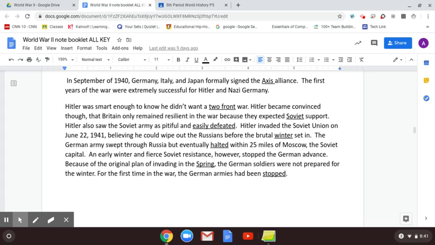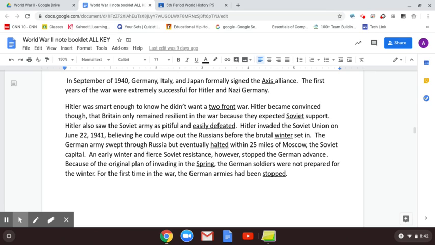We remember what happened to Napoleon and how disastrous that was for him. Well, the German army swept through Russia, but eventually halted within 25 miles of Moscow, the Soviet capital. An early winter and fierce Soviet resistance, however, stopped the German advance. Because of the original plan of invading in the spring, the German soldiers were not prepared for the winter. For the first time in the war, the German armies had been stopped.